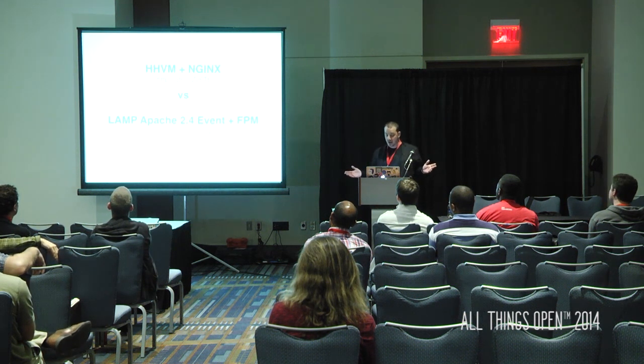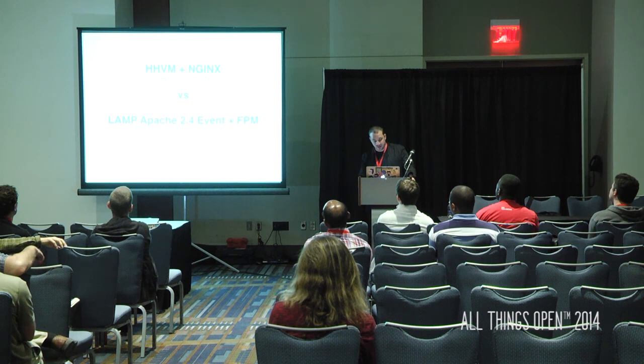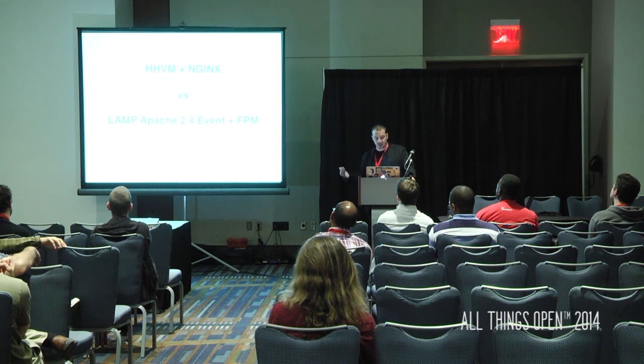Next: HHVM Nginx against LAMP Apache 2.4 FPM. HHVM is the new one, it's hot. And Nginx has been a favorite of high-performance sysadmins for quite some time now. Event MPM with FPM and 2.4 are the latest developments in Apache, so I was particularly curious how this one was going to turn out. Anybody have any guesses who is going to win this round?